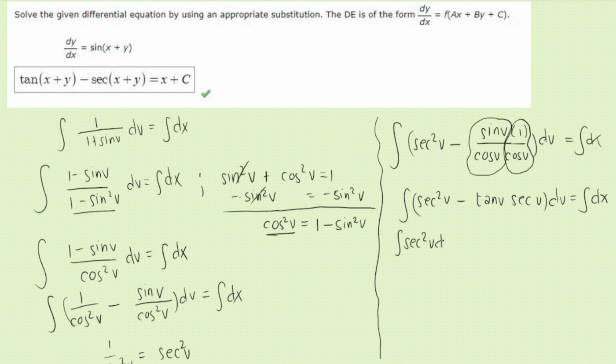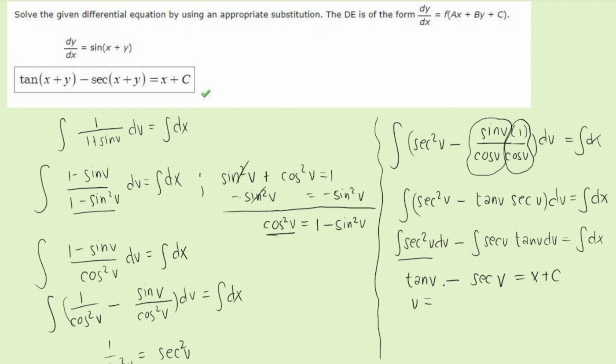So the integral of secant squared v dv minus the integral of secant v tan v dv is equal to the integral of dx. So we know these already. This is tangent of v minus this one here is secant of v is equal to the integral of dx, which is x plus some constant.